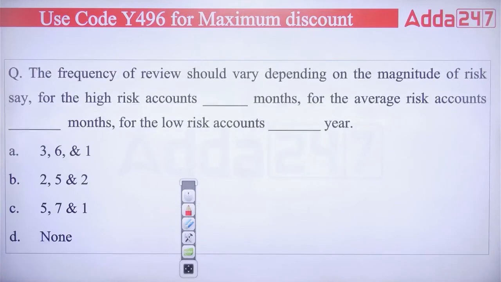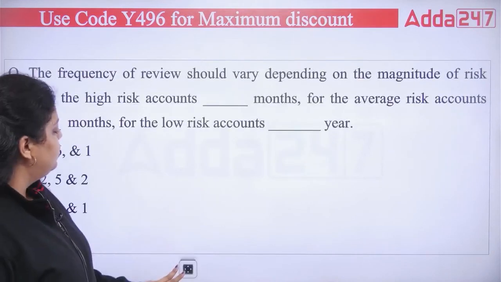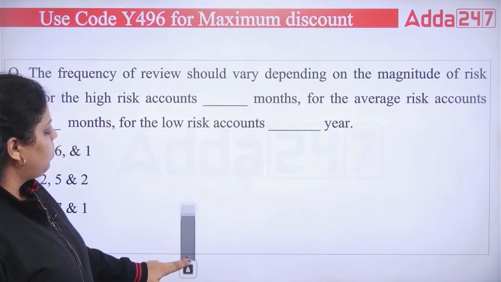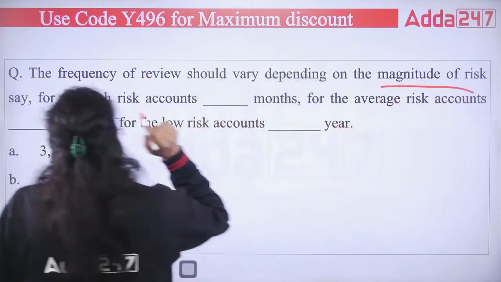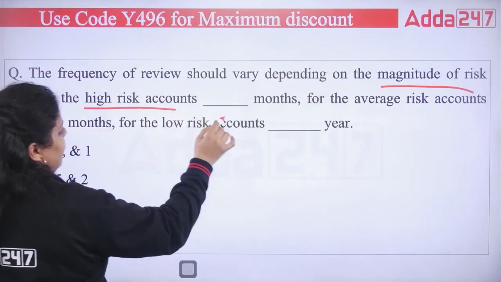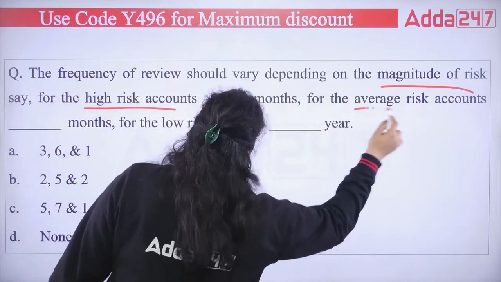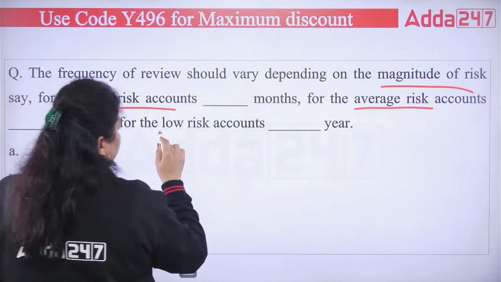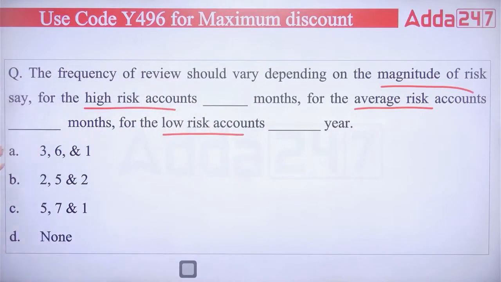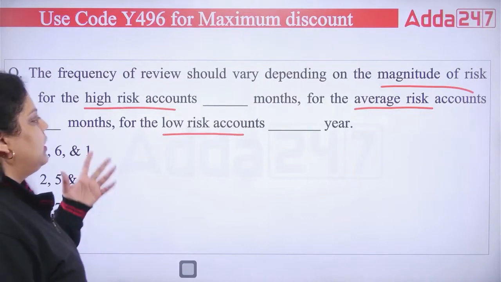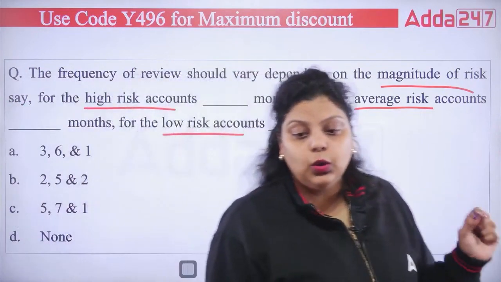Now the next question we have: the frequency of review should vary depending on the magnitude of risk, like say for high risk accounts dash months, for average risk accounts dash months, for low risk accounts dash year. The options are 3, 6, 1; 2, 5, 2; 5, 7, 1; or none of the above. What is the duration for high risk accounts, average risk accounts and low risk accounts?